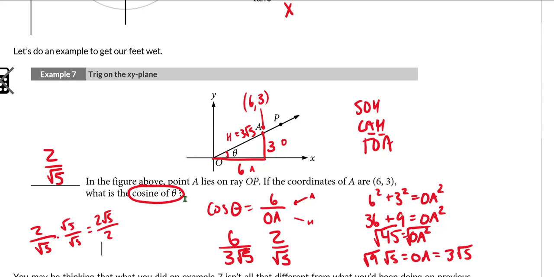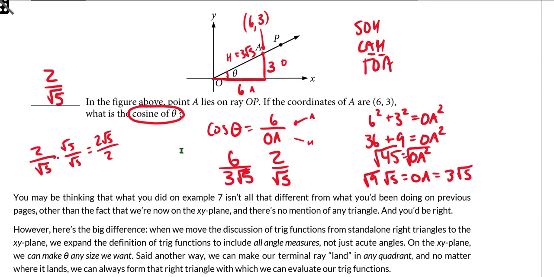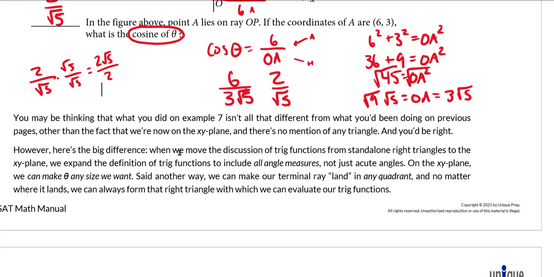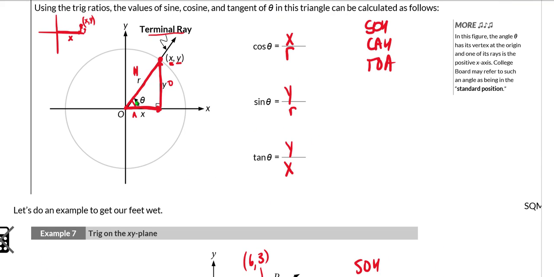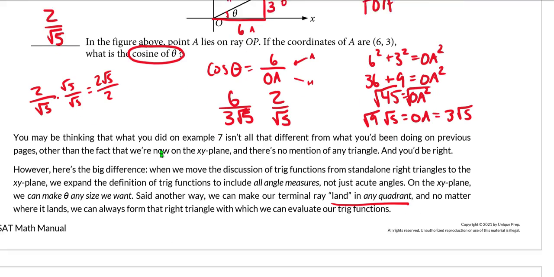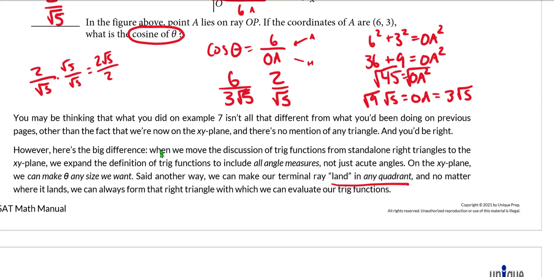So again, in example 7, in the info box up here, you might be looking at this thinking this is not much different from what we've already done. And again, you're totally right. We've not done anything vastly different yet. But we are going to do something very different when we start to make that terminal ray land in different quadrants. Remember, that terminal ray does not have to land in the first quadrant. It could land in the second quadrant, the third, the fourth quadrant. But anywhere the terminal ray lands, we can still construct that triangle and determine the values of our trigonometric functions based on the points or the coordinates that we're dealing with.